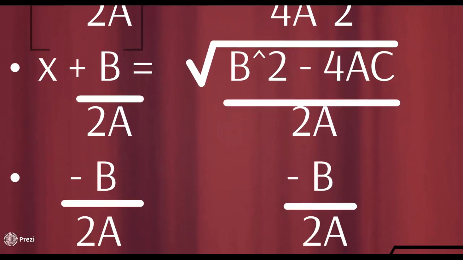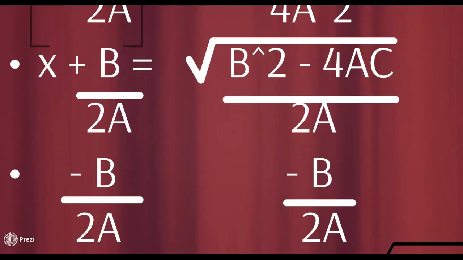Basically what I did was I square rooted everything in our problem. So now I have x plus b over 2a because the square and the square root cancel out. On the right side, I just put a square root over b squared minus 4ac. The 4a squared has been simplified to 2a because I actually square rooted the term.